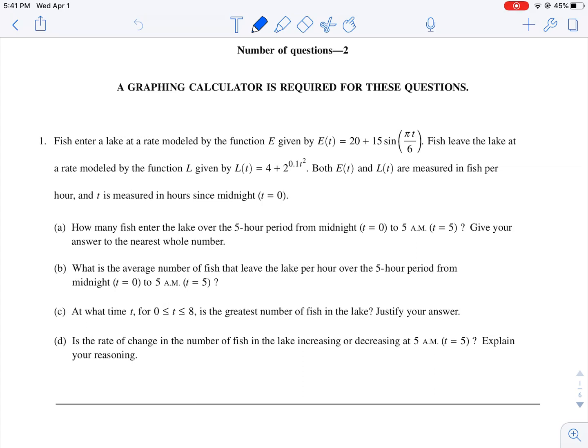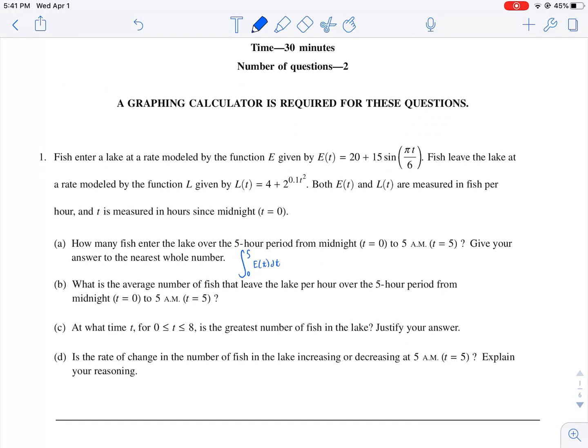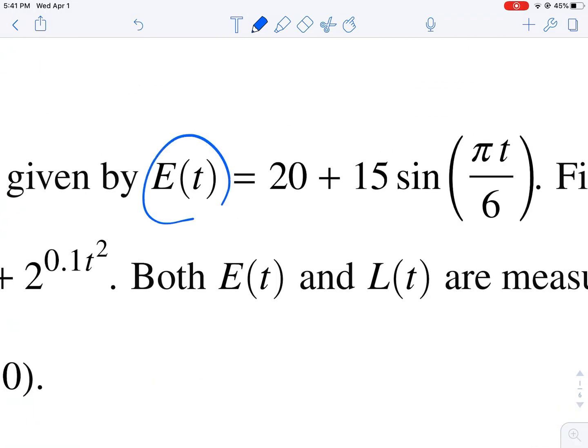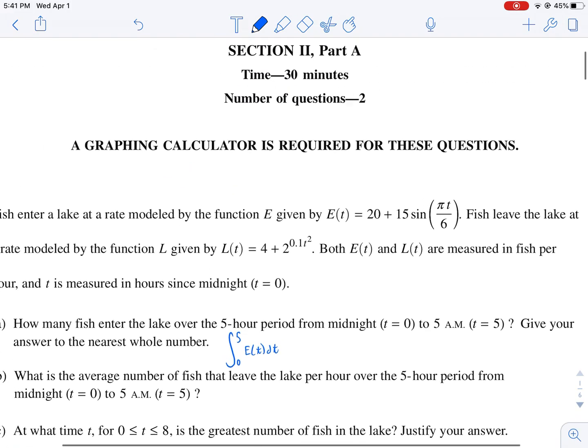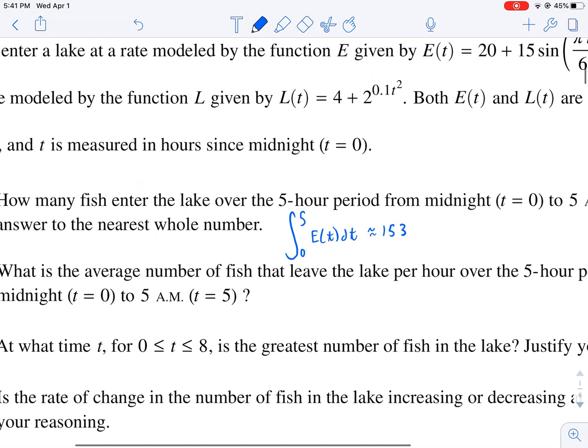So remember, to find the amount of change of something, you just do the integral over the time period, 0 to 5, of the rate of change of that thing. So we do the rate of change of the fish entering the lake, and that will tell us how many fish entered the lake over that time period. And you can actually write it like this on the AP exam, since they defined E of t up here and called it E of t. If they didn't give it a name, you could give it your own name and then just write E of t to save yourself a little bit of time. And then you can just use math 9, and you should have ended up with 153 fish, rounded down to the nearest whole number.